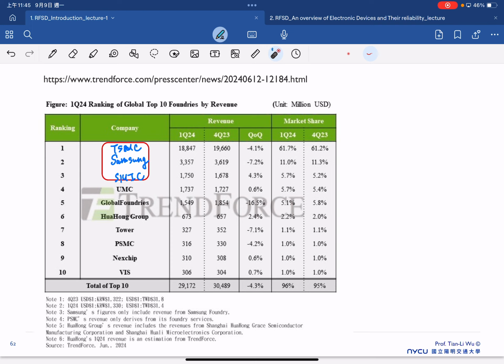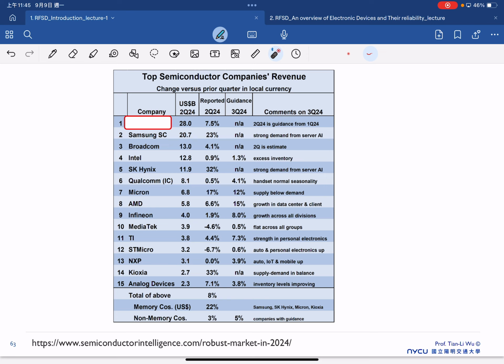And this is the top 10 foundries by revenue. But then if you look at this information, which is also from just a few weeks ago, it's the top semiconductor company revenues in 2024. Nowadays the most dominating company is for sure NVIDIA, and the second one is Samsung, and then Broadcom, Intel, SK Hynix, Qualcomm, Micron, AMD, Infineon, MediaTek, Texas Instruments, and so on and so on.